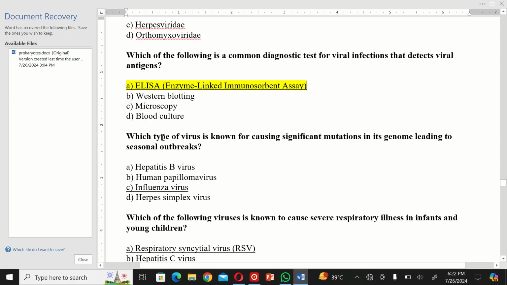The next MCQ is: which type of virus is known for causing significant mutation in its genome leading to seasonal outbreaks? A. Hepatitis B virus. B. Human papilloma virus. C. Influenza virus. D. Herpes simplex virus. So the correct option is C.